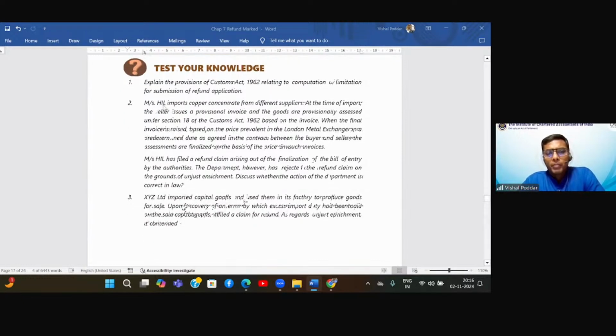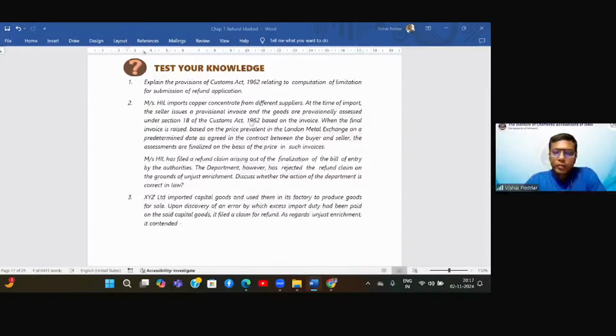Next, Messrs. HIL import copper concentrates from different suppliers. At the time of import, the seller issues a provisional invoice and the goods are provisionally assessed under Section 18 based on this invoice, where the final invoice is raised based on the price prevalent in the London Metal Exchange on a predetermined date as agreed in the contract between the buyer and seller. The assessments are finalized on the basis of price in such invoice.